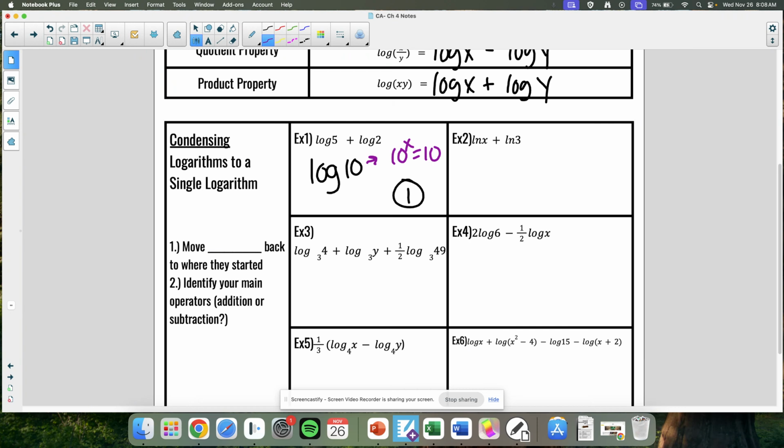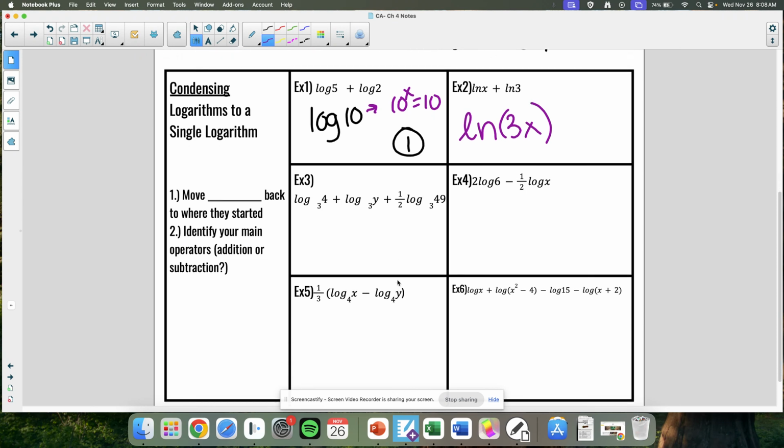Example 2, what's the base of the ln log? E. So these are both ln's. You are adding them, so when you push them together, what are the insides going to do? Multiply. So 1 log is kind of the goal on these.